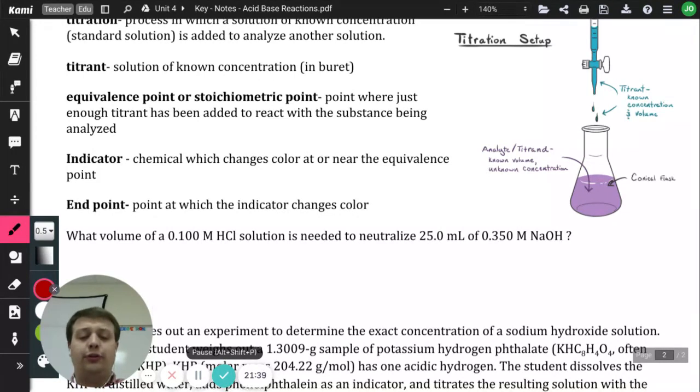And a lot of times we're going to add an indicator that, for the purposes of acid-base reactions, is going to be pink. And so essentially you're going to be adding in that titrant until you hit the point where it's very, very slightly pink. And then that would be where you know that you've reached your equivalence point. Okay. The very last thing is going to be the end point. That end point is the place where the indicator has just changed color. So it has just changed color. And so that's where we start to see that very slight pink occur with an acid-base reaction.